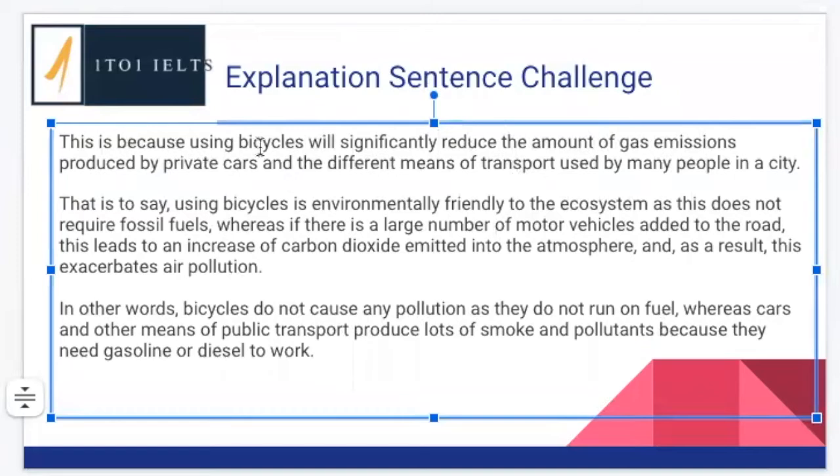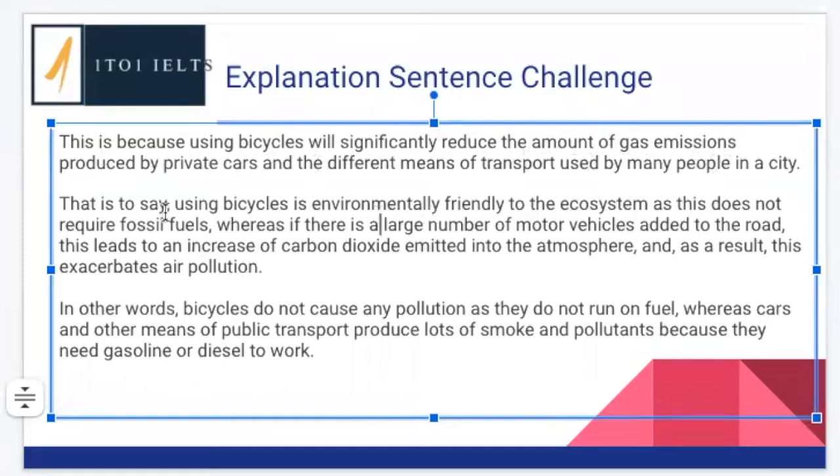So you can remember this collocation in the future. This is because using bicycles will significantly reduce the amount of gas emissions produced by private cars and the different means of transport used by many people. Okay, apart from that, we have got a good explanation here, nice and simple. The rest of vocabulary and grammar was good.